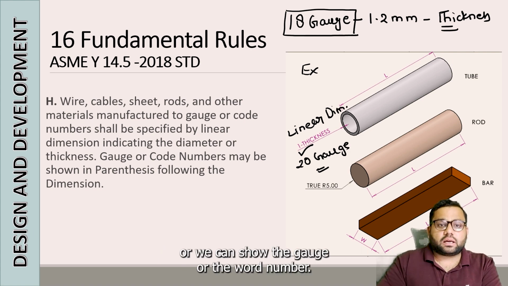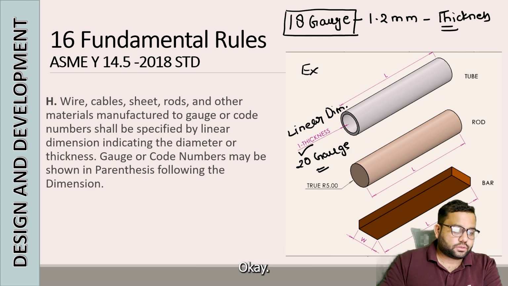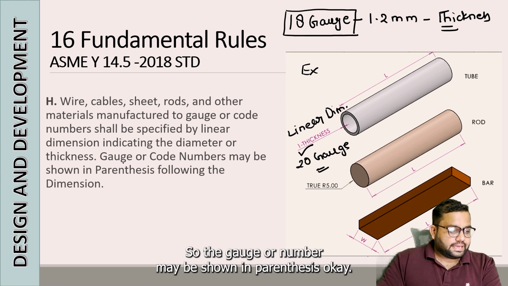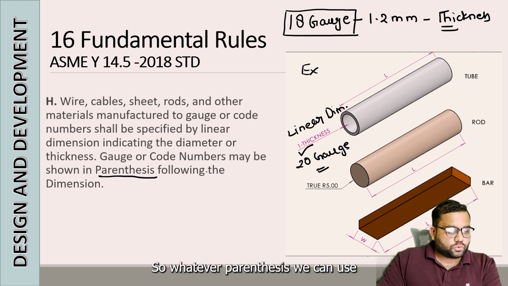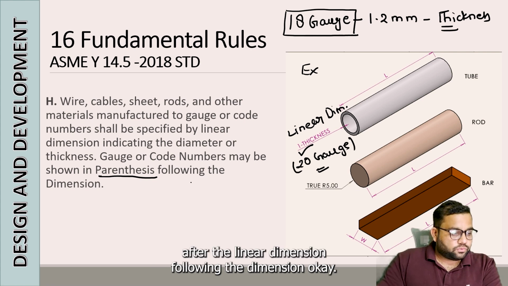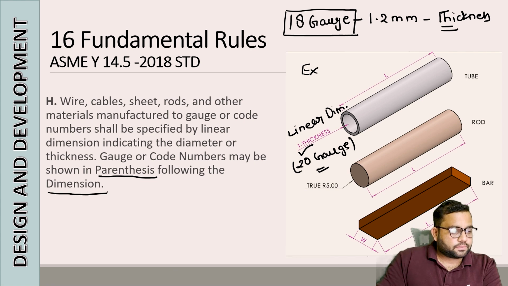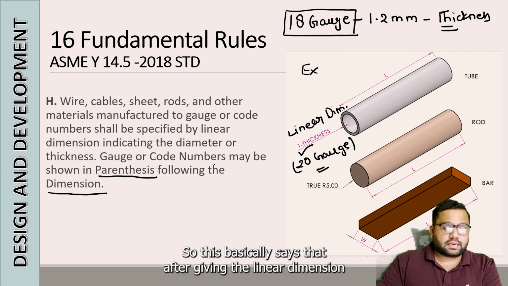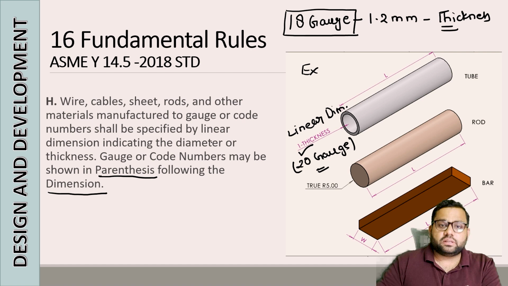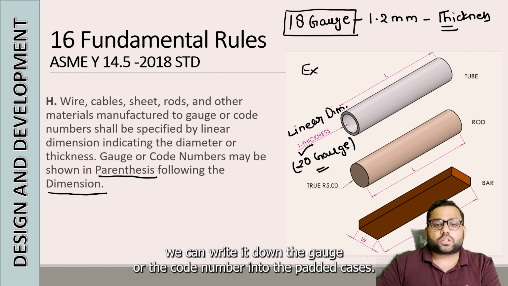As this rule says, we have to specify the linear dimensions on the engineering drawing, and only then can we show the gauge or the code number in brackets. The gauge or code number may be shown in parenthesis, following the dimension. So this rule basically says that after giving the linear dimension, we can write down the gauge or the code number in parenthesis.